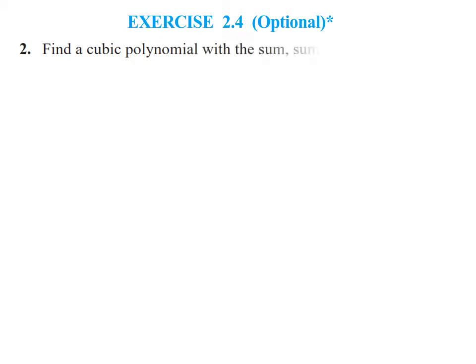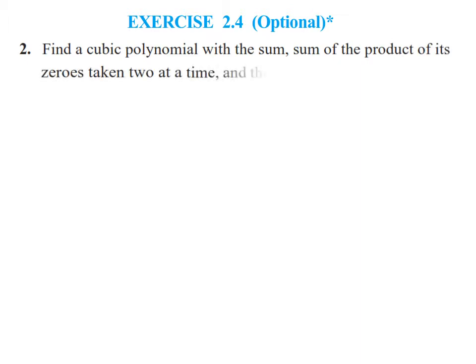My exercise 2.4, the optional exercise. The first question is the second one; the first one is given as homework. Now find a cubic polynomial with the sum of the product of its zeros taken two at a time and the product of its zeros as 2, -7 and -14 respectively. So we have to find a cubic polynomial when the sum of the zeros, the sum of the product of zeros taken two at a time, and the product of zeros are given, which are 2, -7 and -14.